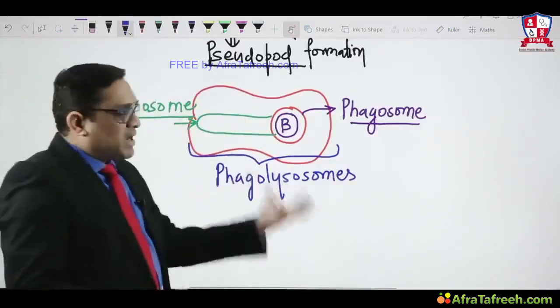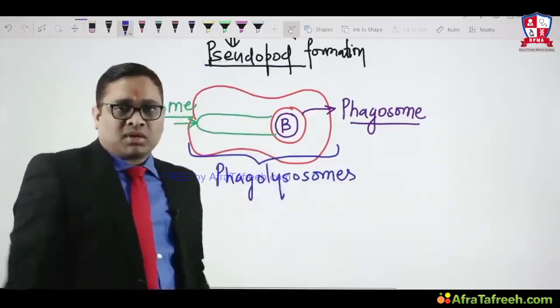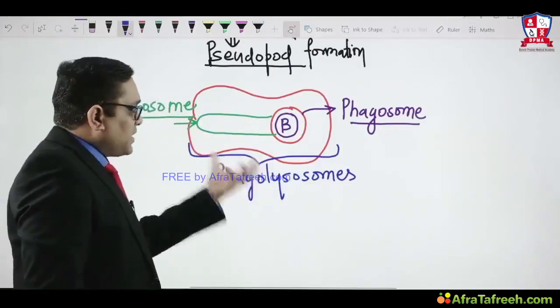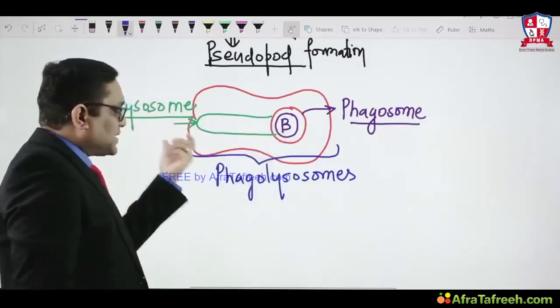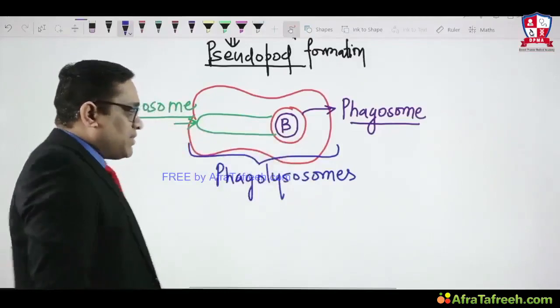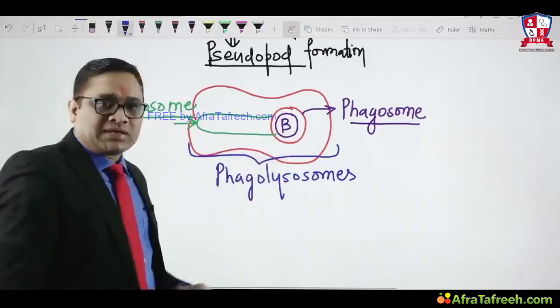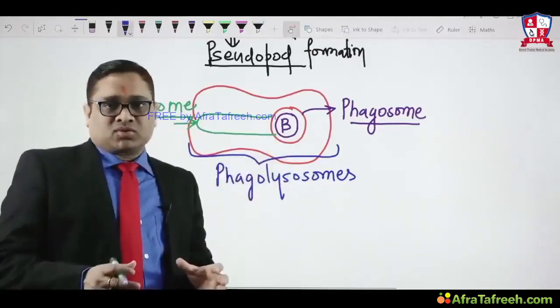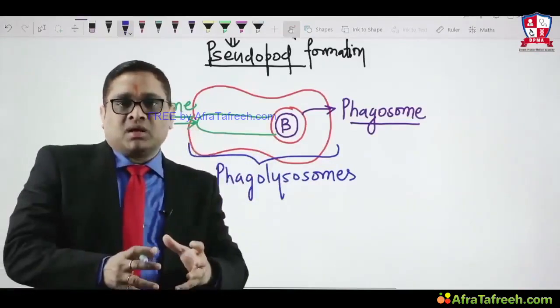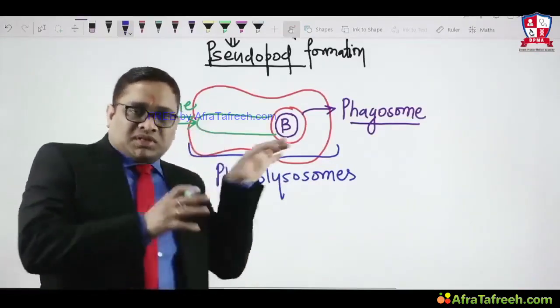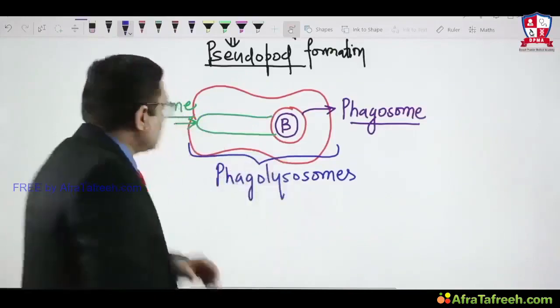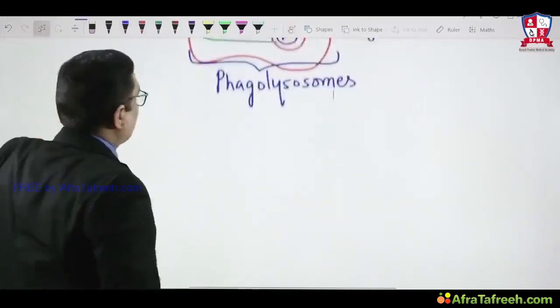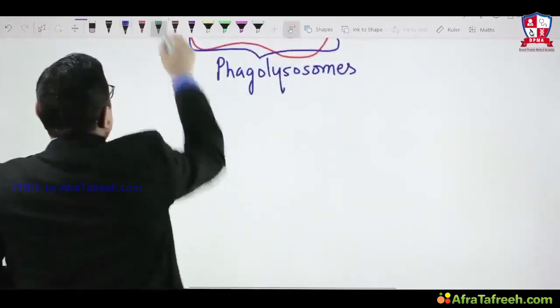So bacteria has been engulfed by the pseudopod formation, and after the engulfment, the phagosome fuse with the lysosome and phagolysosome will be formed. What is the purpose of phagolysosome? Purpose of phagolysosome is to kill the bacteria or kill the microbe within this phagolysosome, and that is how third step will be evolving, right? So now we will see the third step.